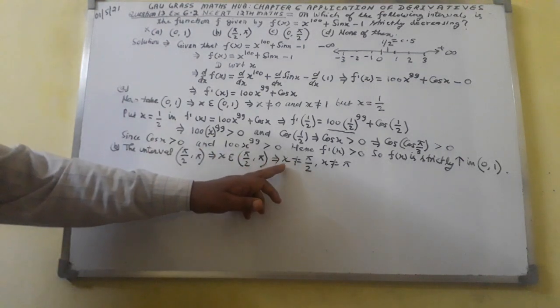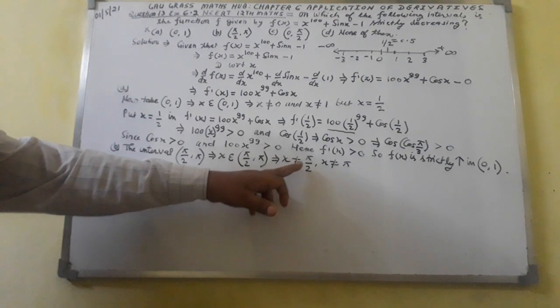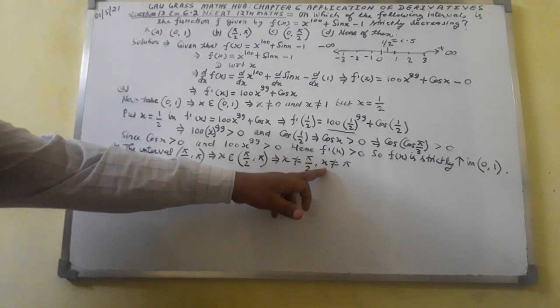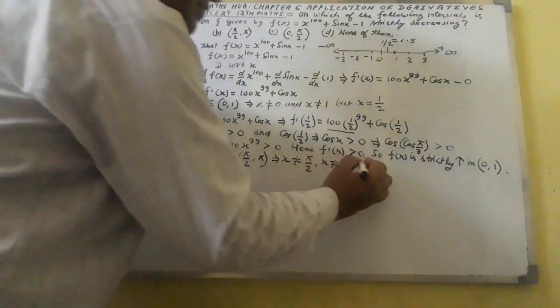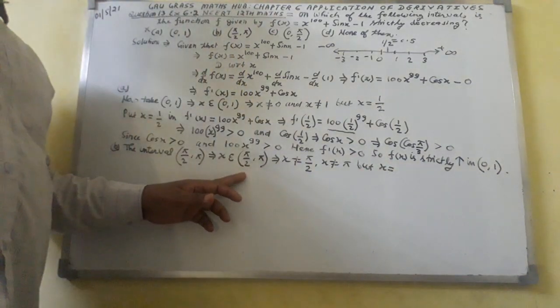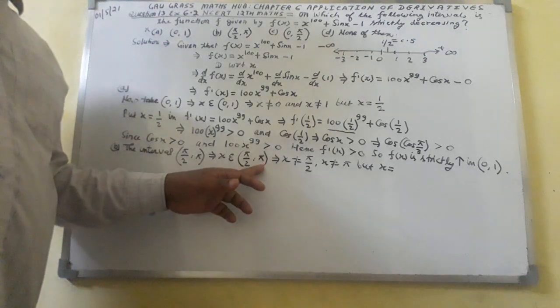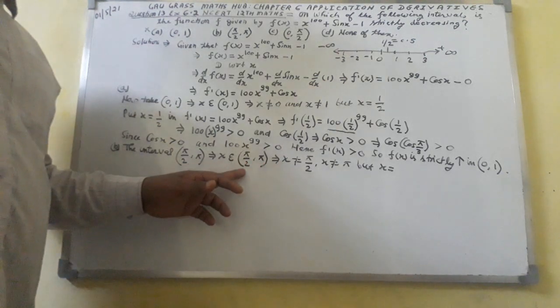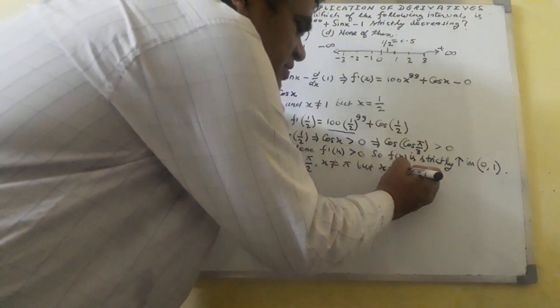This means that value of x will not be equal to pi/2 and value of x will not be equal to pi, but x is in between. Pi/2 means 90 degrees, pi means 180 degrees. Between 90 degrees and 180 degrees, the value of x I shall take here is 120.